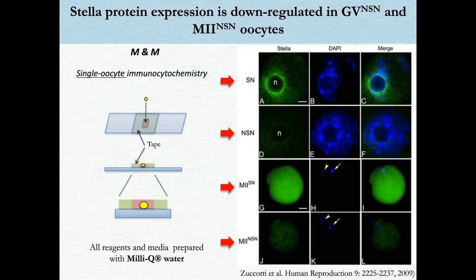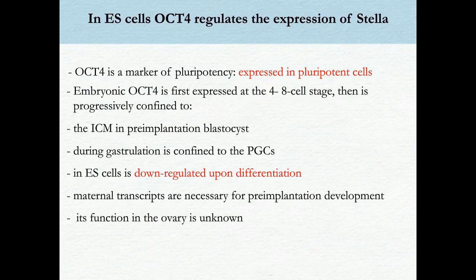published papers. Next, we reasoned that Stella is just one of a group of genes known for being directly regulated upstream by another transcription factor named OCT4. OCT4 is a master transcription factor, a marker of pluripotency. This slide summarizes some of its key aspects, the most important of which is that it is expressed in pluripotent cells and is downregulated upon differentiation.